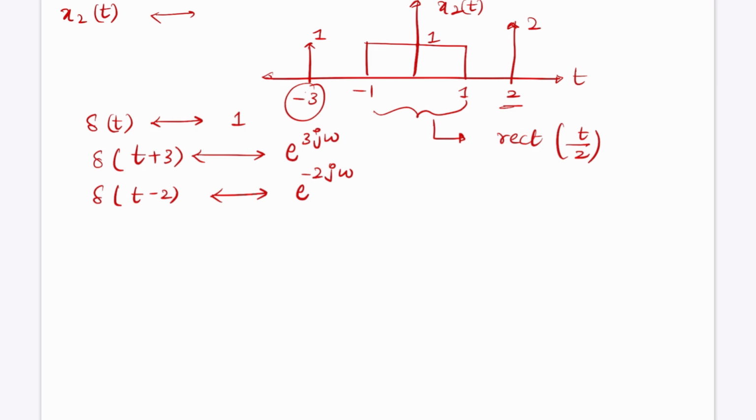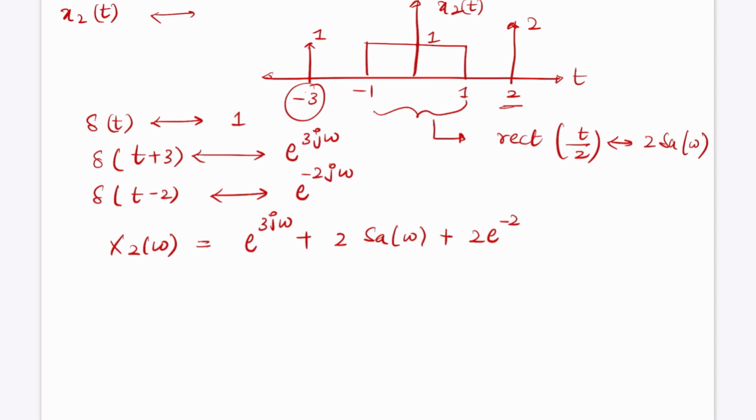So now I can write the complete X2(omega) in the frequency domain. That will become e raised to power 3j omega plus, if I convert the rect into its frequency domain, 2 sampling omega, since 2 by 2 will become 2. So 2 sampling omega plus 2 e raised to power minus 2j omega, because it has a magnitude of 2.